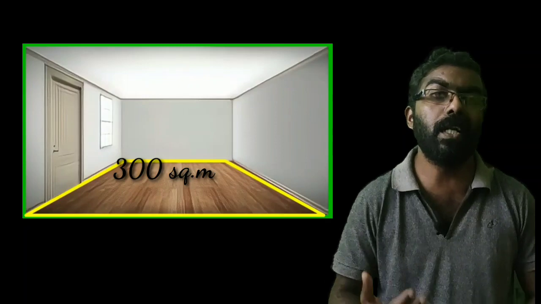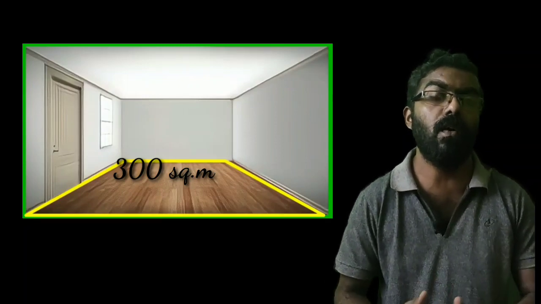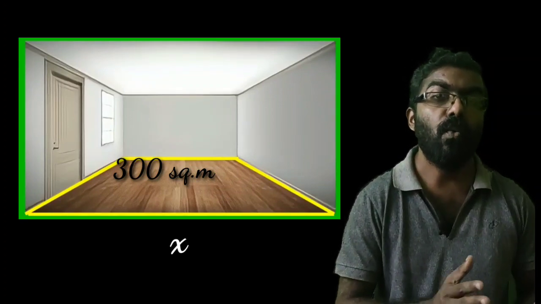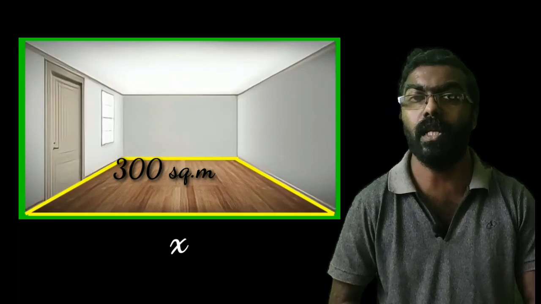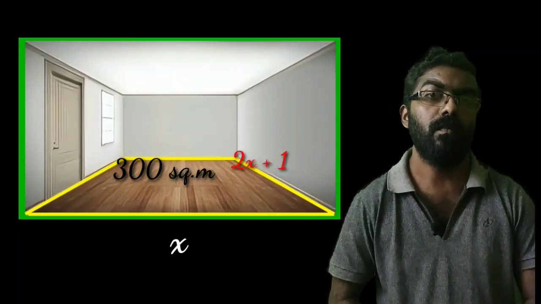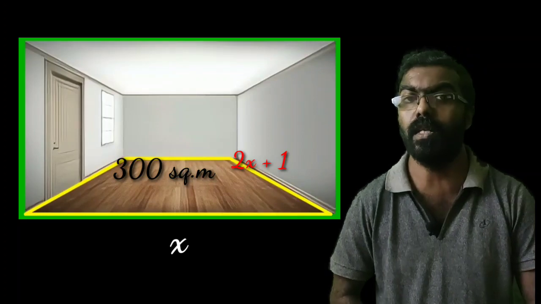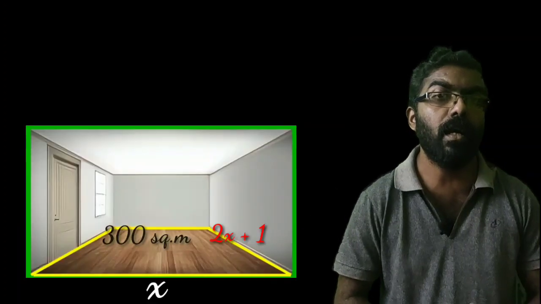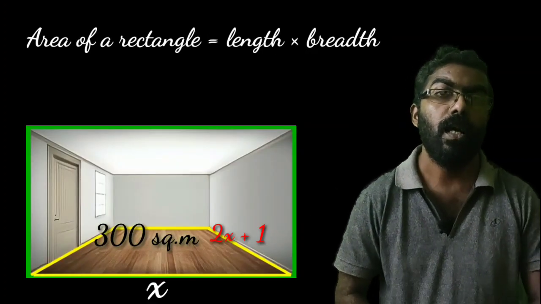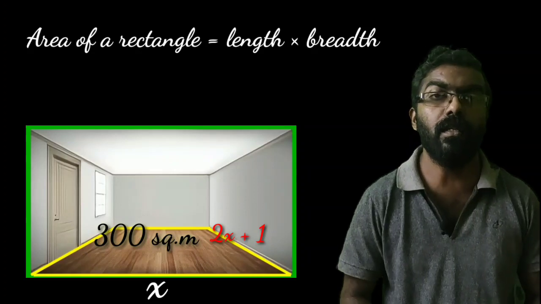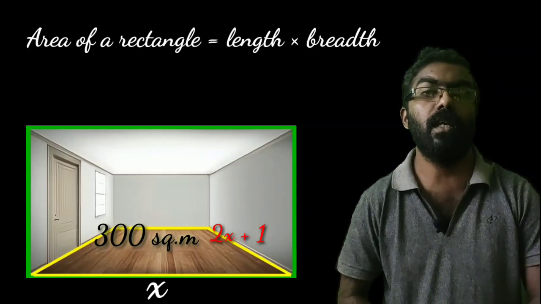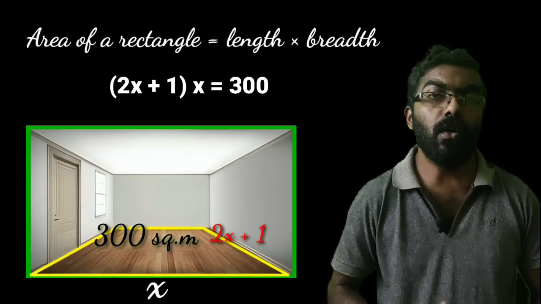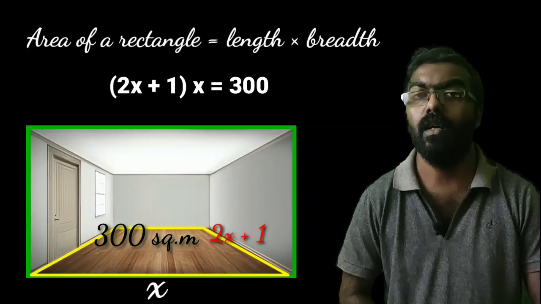So here we can take the breadth as x. Breadth of the hall we can consider it as x. So what will be the length of the hall? It is 1 more than twice its breadth. That is 2x plus 1. And you know, in a rectangle, area is given by length into breadth. So what can we write? 2x plus 1 into x is equal to 300. And on rearranging, you will get a quadratic equation. And on solving that quadratic equation, you will get the final answer.